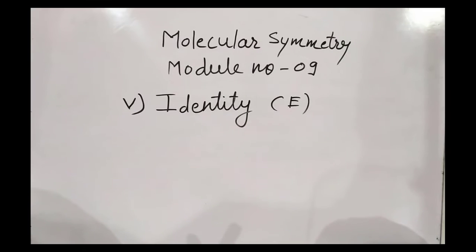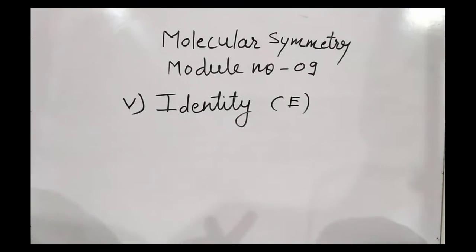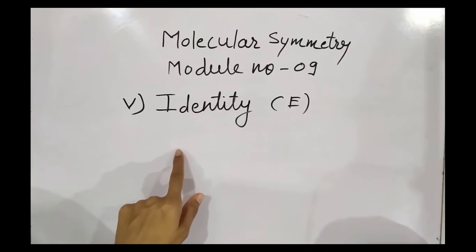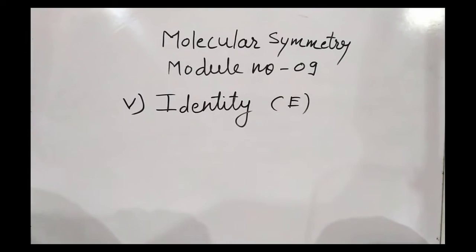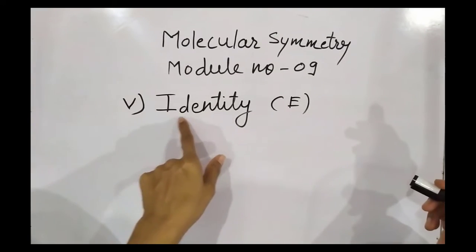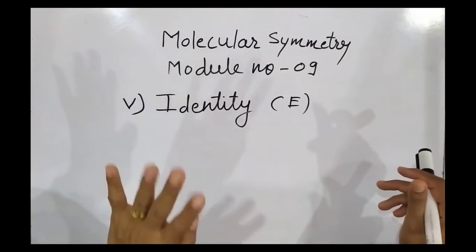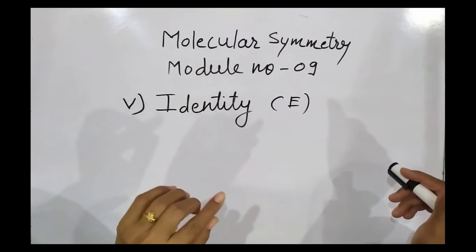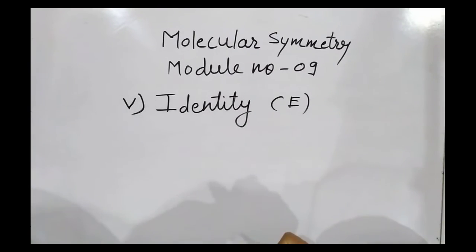Till now we have completed four symmetry elements, and today we'll see the last symmetry element, that is identity, indicated by capital letter E. This identity is the simplest symmetry element among all. The name of that symmetry element itself indicates that it is the identity of every molecule, and we know that every object, every molecule, even every human being, has some identity of their own.